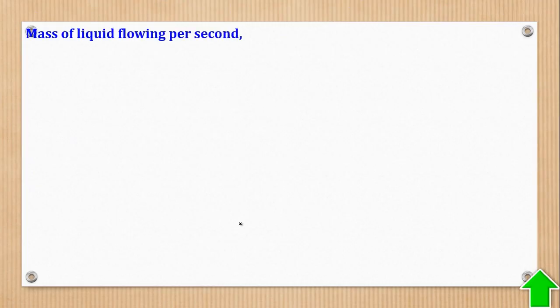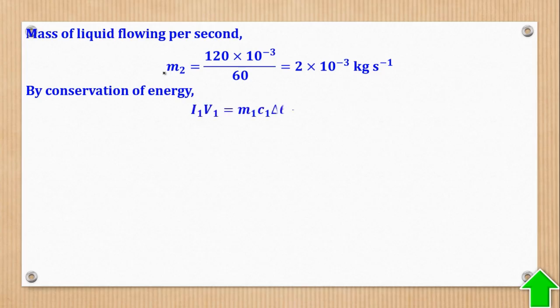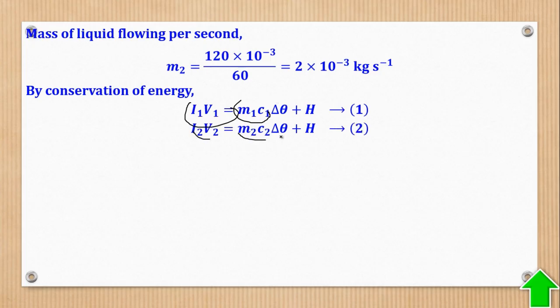That was liquid water. What about the liquid? So mass of liquid flowing per second will be grams converted to kilograms, and also minutes converted to seconds to give you that. Therefore, by conservation of energy, we have already seen this: I1V1 is equal to M1C1 change in temperature plus H. Similarly, I2V2 is equal to M2C2 change in temperature plus H.